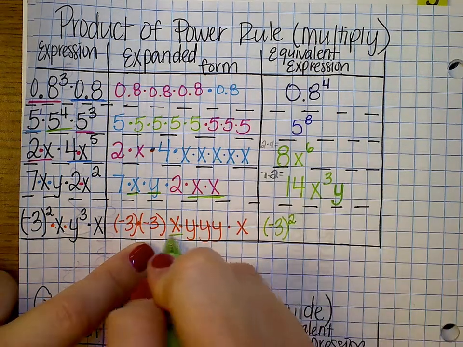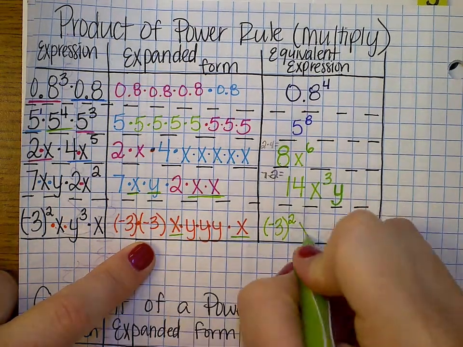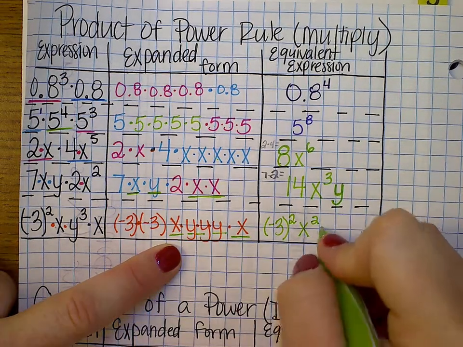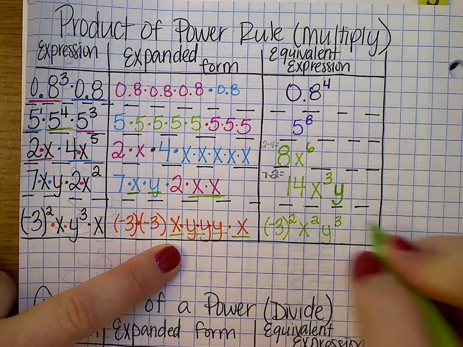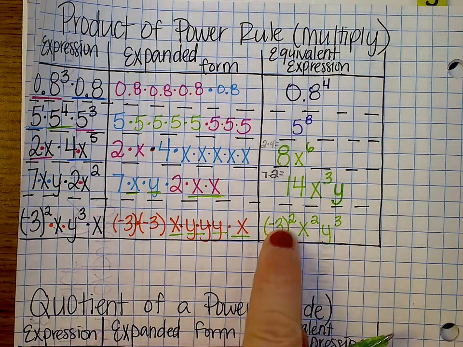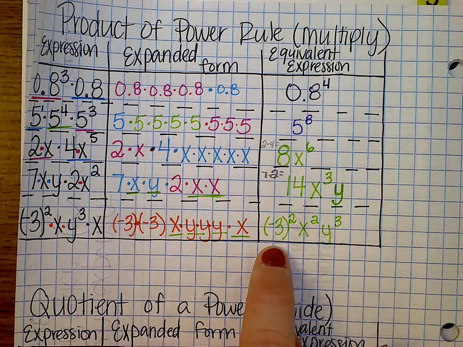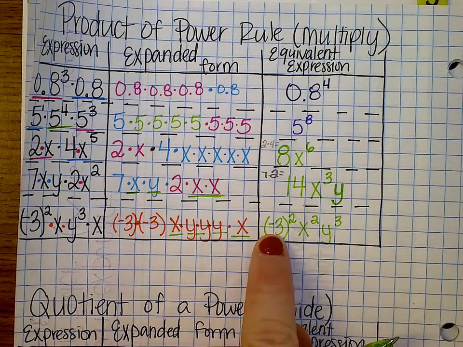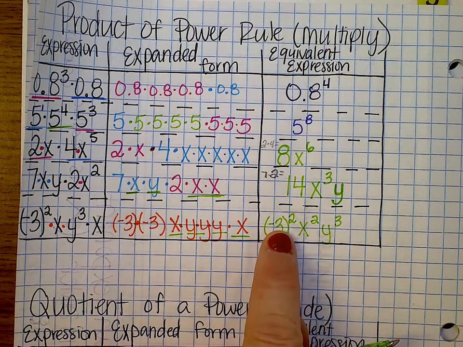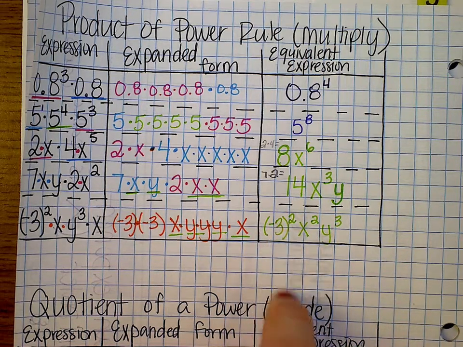Then I have 2 x's, so I could write it as x squared. And then I have 1, 2, 3 y's, so I could write it as y cubed. Now, in some cases, they want you to multiply this out. For what we've been doing, we've just been leaving it as -3 squared or -3 to the 8th power, just because you guys don't have calculators to be able to type all of those in.